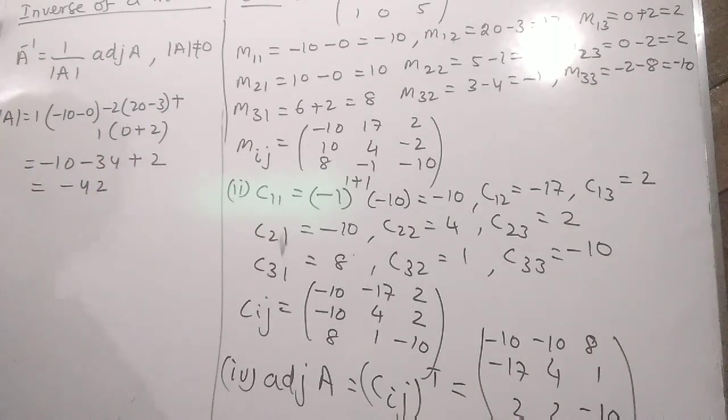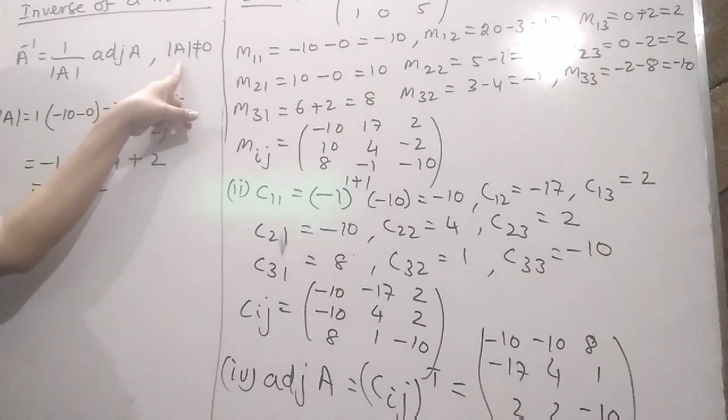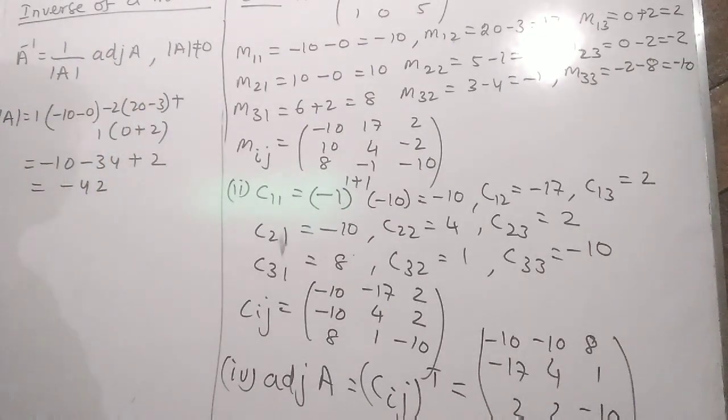Now listen. Next, another one. Listen, everybody. Inverse of a matrix, another most important part I am coming to here. The formula is A inverse equal to 1 by determinant of A into adjoint of A, where determinant A is not equal to 0. If it is 0, then it is not defined.